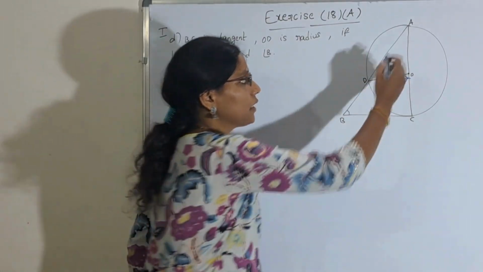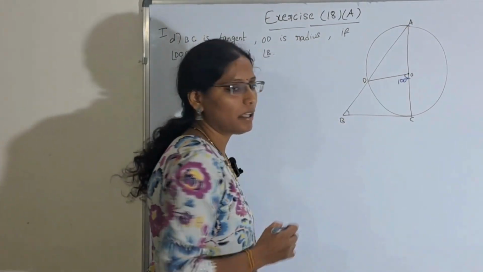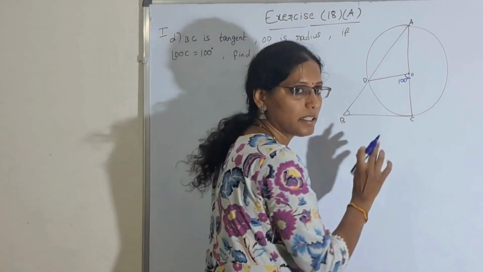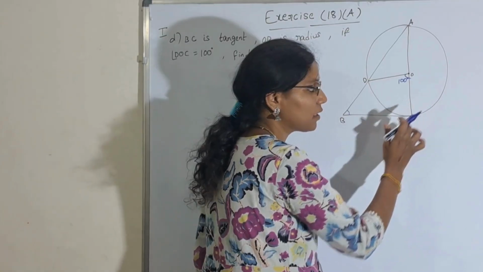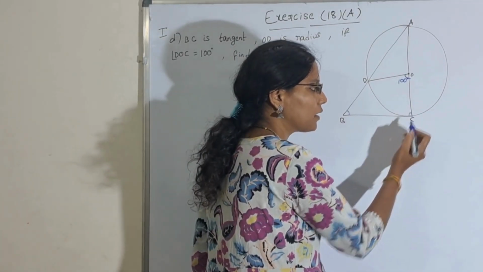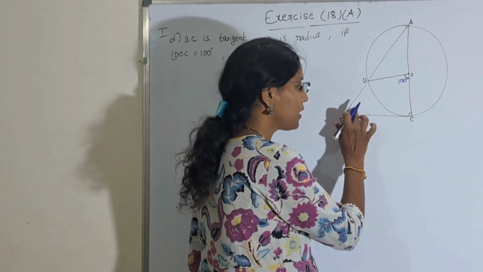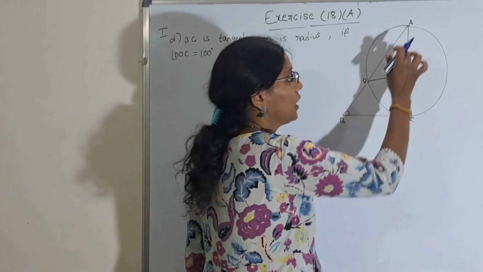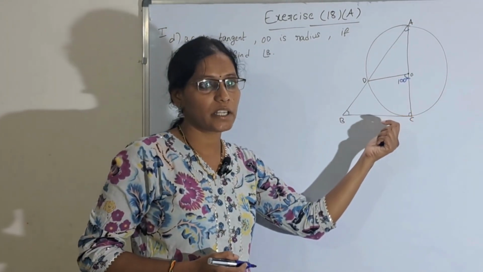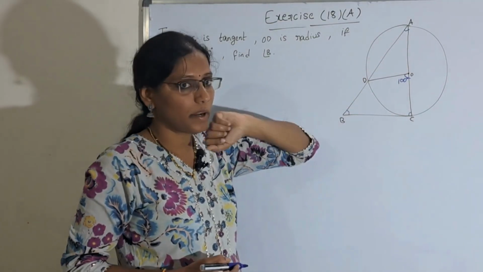First we have to observe ACB is a right angle triangle. Why right angle triangle? Here BC is the tangent and OC is the radius. Radius and tangent are always perpendicular lines. This is 90 degrees. This angle we have to find out. So this angle we know, means some angle property we can use. But how to find this angle?